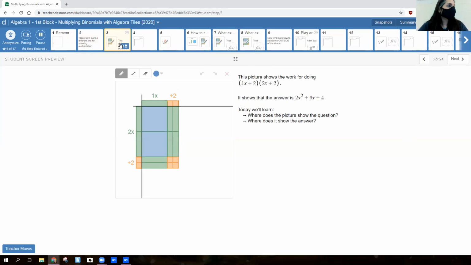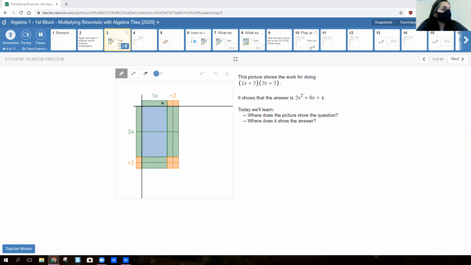Okay. So this is pretty cool how Desmos will do this for us. It arranges everything for us. All we have to do is change the factors, the binomial on the top and the binomial on the side. So here is an example of showing visually what the answer would be if you were to multiply x plus 2 times 2x plus 2.